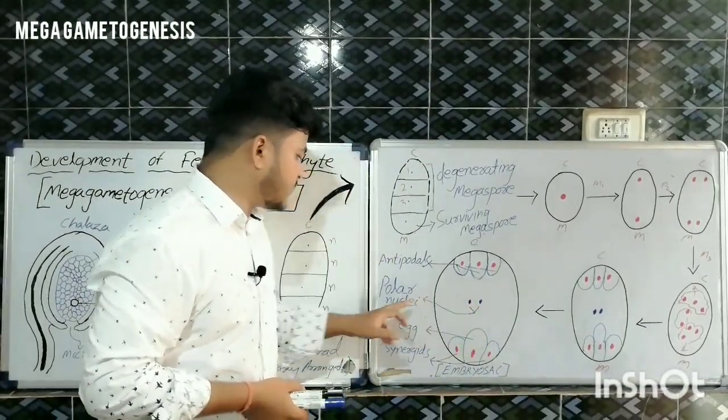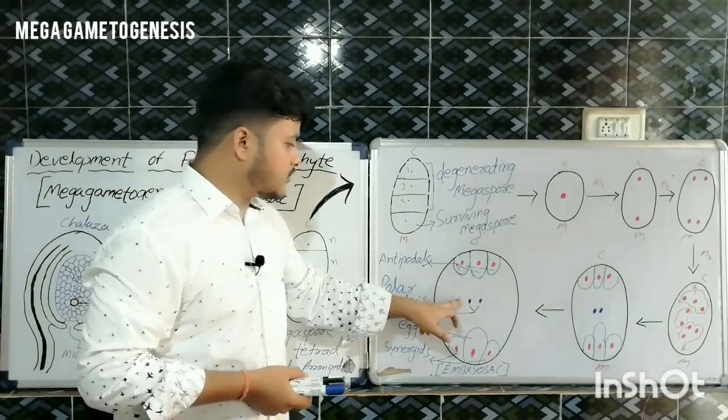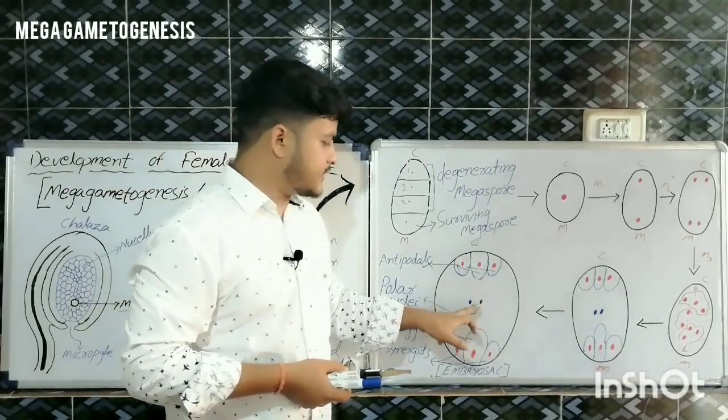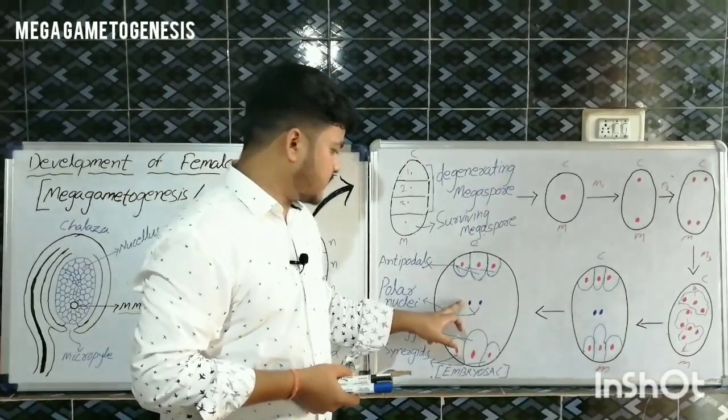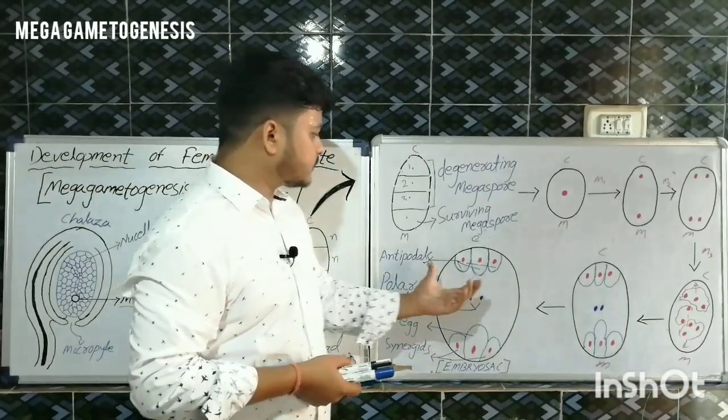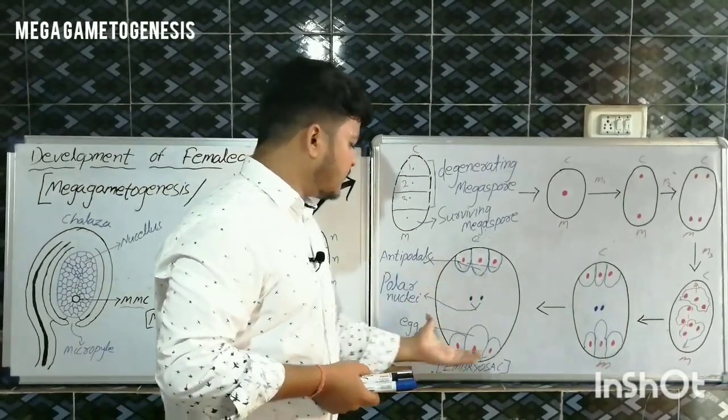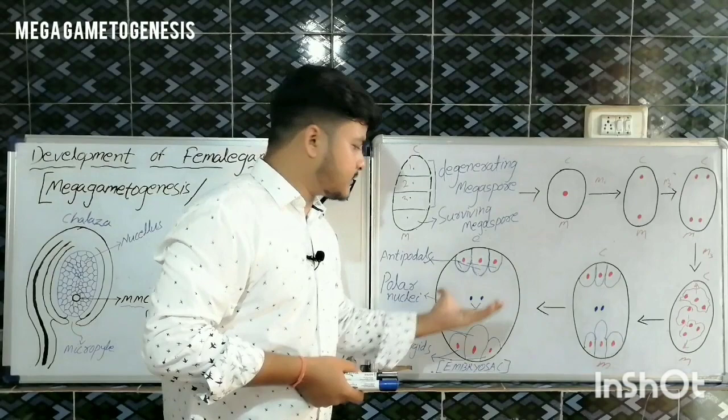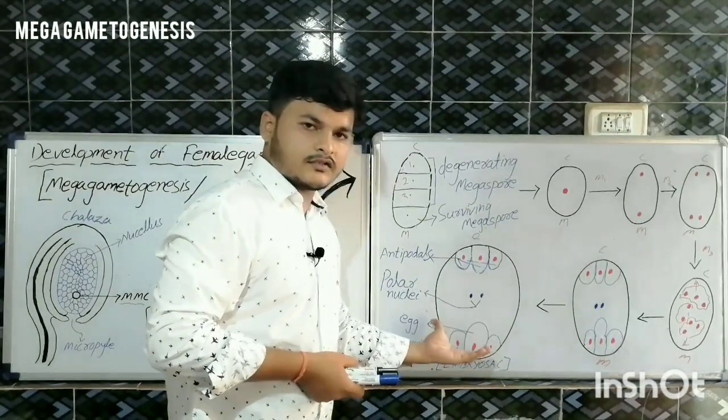The middle part is otherwise known as your polar nuclei. There is no cytokinesis that takes place in the nuclei. So this is all about your embryo sac. That means the formation of your embryo sac has already taken place.